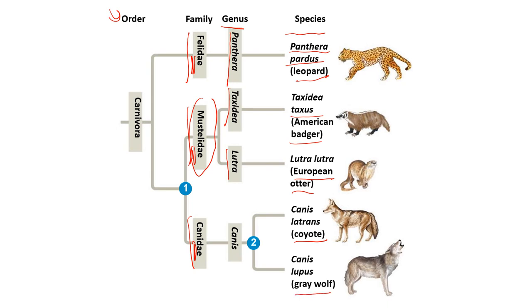So these are some examples of organisms for which you can build up a phylogenetic tree.